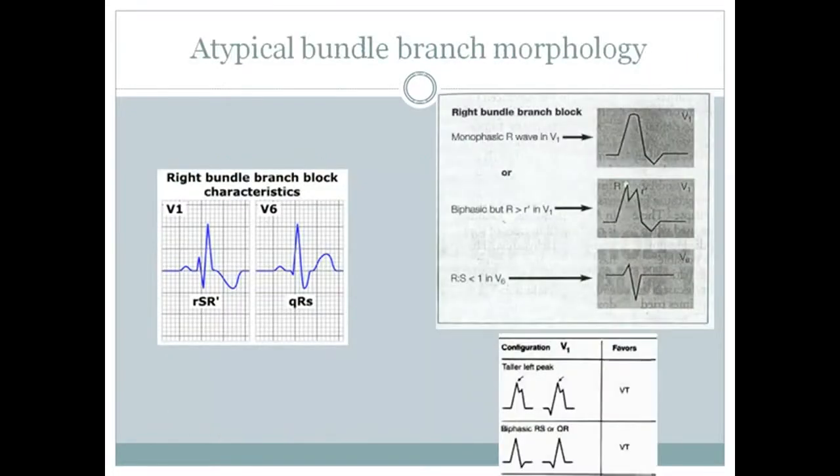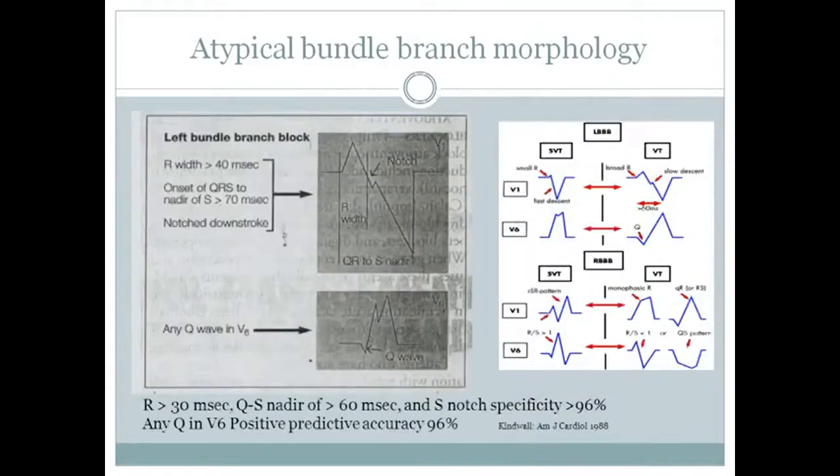Atypical bundle branch morphology, I'm not going to go into details. I'm going to confuse you guys. But it's basically not seeing a regular pattern. These are the things that can be abnormal. For example, if you have a right bundle, if the R is greater than the R prime, okay, that's abnormal. Very wide, single, positive deflection. S-wave, all those things are variations.